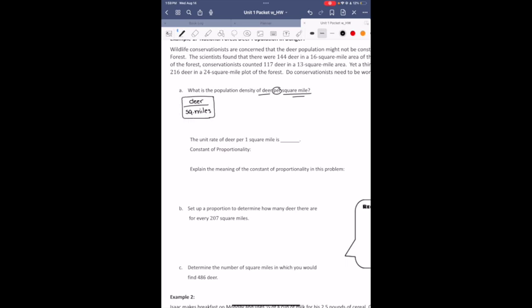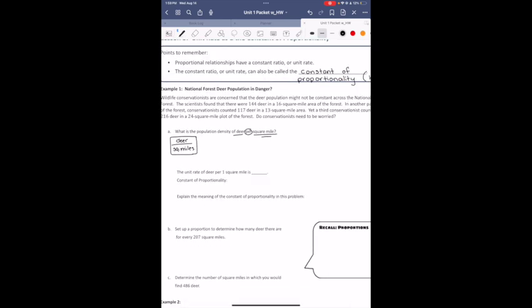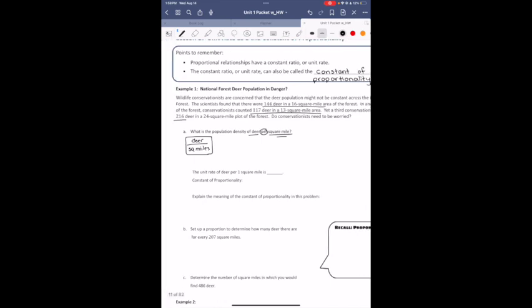They gave me 3 different comparisons to work with. So on my paper, I'm actually going to show all 3 of them just to make sure all 3 of them have the same constant of proportionality. So I have to show all 3 of those different conservationists' countings. So the first one, it said 144 deer for 16 square miles. If I go ahead and divide that in my calculator, I'm going to get a value of 9.